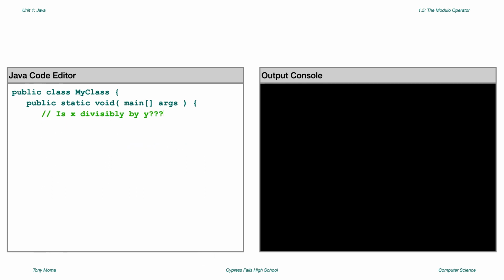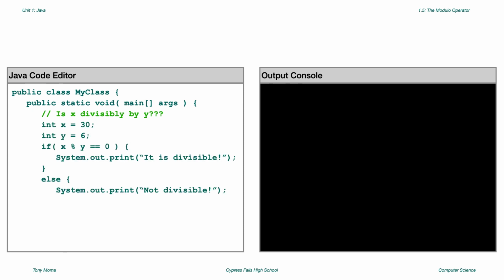Another very common use for the modulo operator is for determining divisibility. For example, consider the following program. It declares a variable x, sets it equal to 30, and another variable y, sets it equal to 6, and states, if x modulo y is equal to 0, prints out it is divisible. Else, prints out not divisible. If we were to execute this code, the output would be it is divisible.